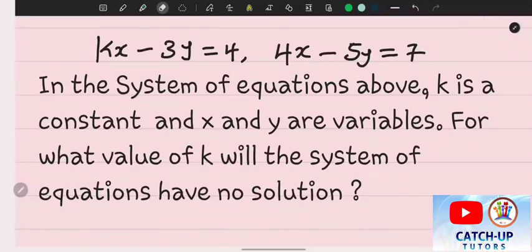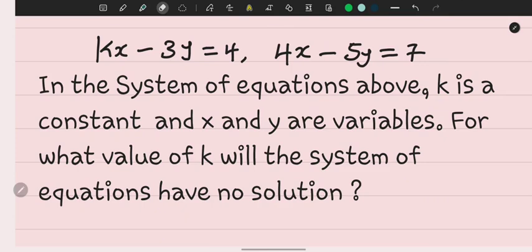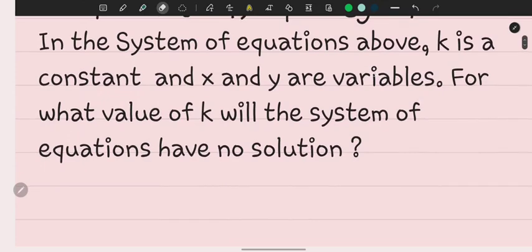Hello guys, in today's class I'm going to provide solutions to these given questions. This question is from a system of linear equations, where you are given two equations of variables x and y, and we have a constant here which is k. So we need to find the value of k using the condition that the system of equations has no solution.